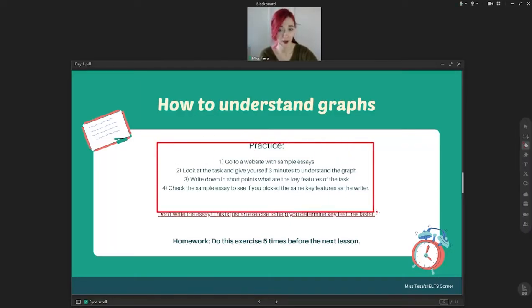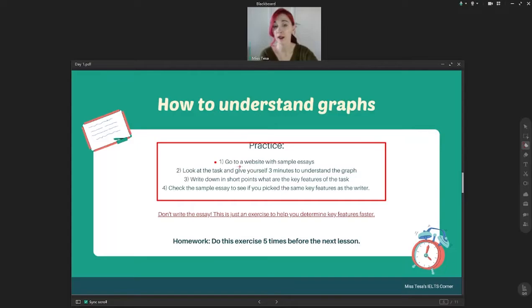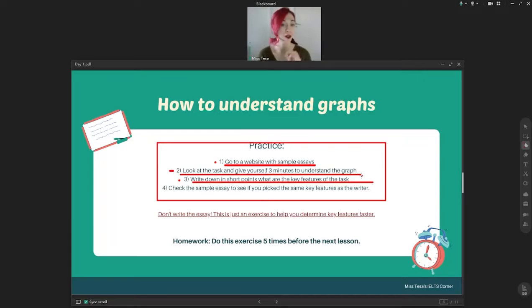Okay, so this is a practice. So step number 1, go to a website with sample essays. Step number 2, look at the task and give yourself 3 minutes to understand the graph. Okay, so 3 minutes. Put a timer on your phone. Write down in short points what are the key features of the task. So when I say short points, I mean short points, like write down 1 to 2 words for each point. And this should take you no time to do, right? This would be very quick.